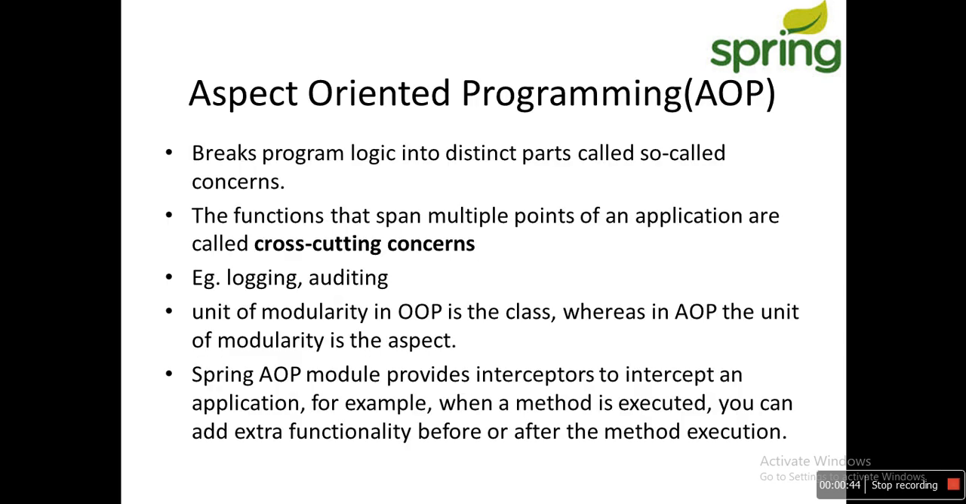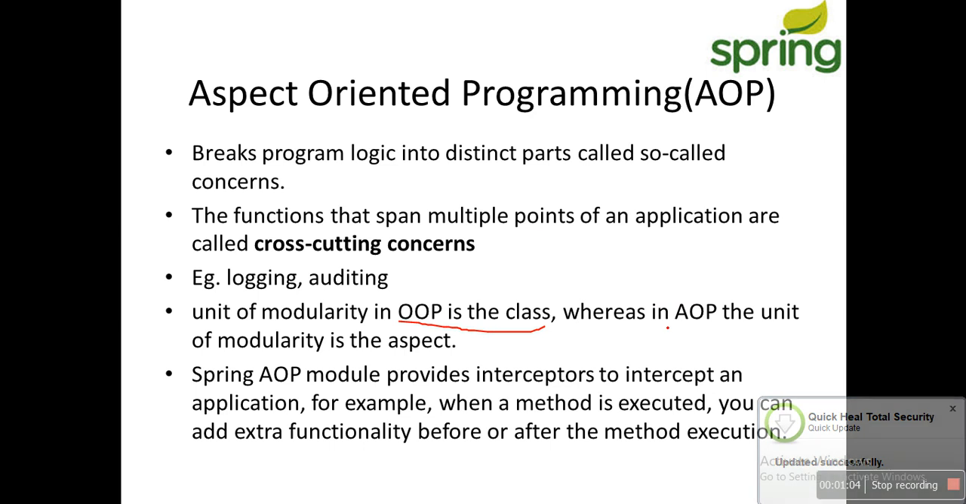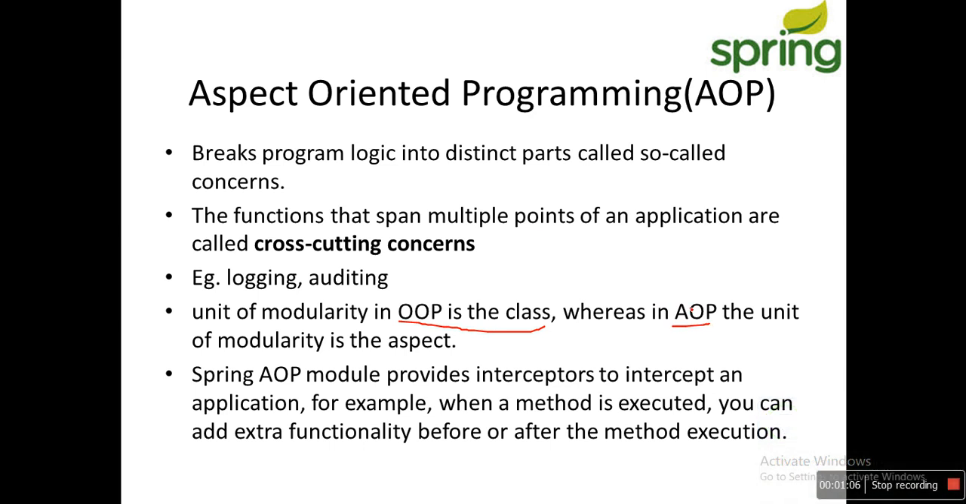AOP is similar to OOP, object oriented programming. In object oriented programming, the class is the main point where everything revolves around the class and object. But in aspect oriented programming, everything revolves around the aspect. Now what is this aspect? Aspect stands for cross cutting concerns.